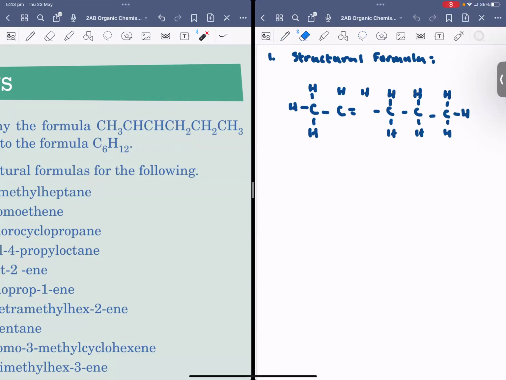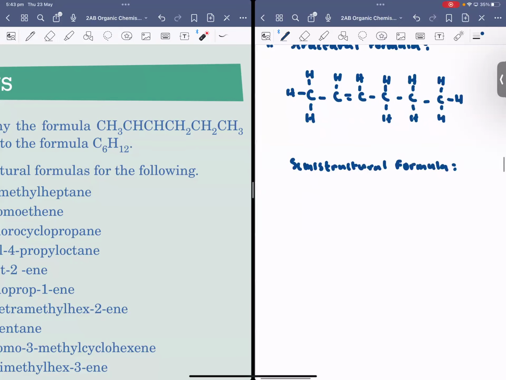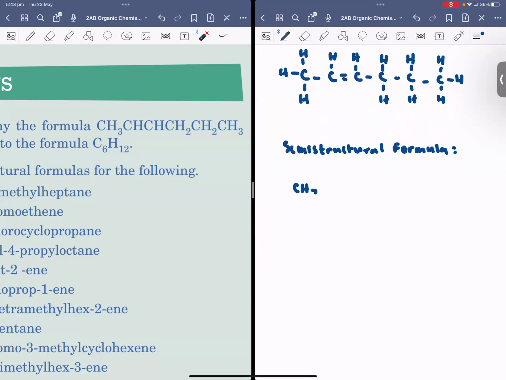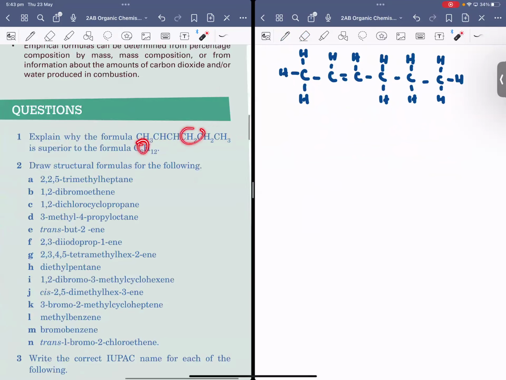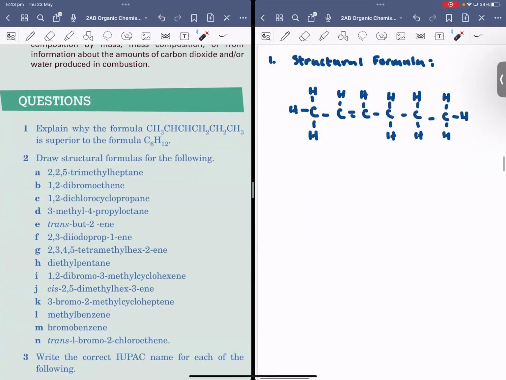All right, what's very close to the full structural? The semi-structural, okay? And that's what they've drawn, okay, guys? They've given us the semi-structural formula. And the semi-structural formula, CH3, CH2. Well, you get the point, okay? This is the semi-structural formula, and this is the molecular formula. So then you can explain, guys, that the semi-structural formula is superior.